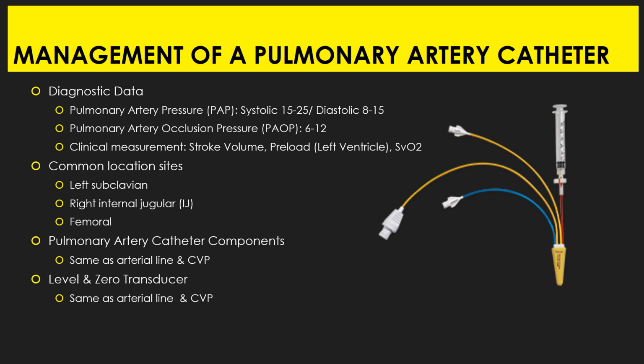Common location sites, very similar to central lines. We may see them on the left subclavian. I commonly see them in the right IJ. I've also seen them in the femoral. And then as far as the catheter components, it's the same as the arterial line and the CVP. So if you have a really sick patient and you have ART line, CVP, and swans, it'll be on a triple lumen set. And again, the level and the zeroing of the transducer is the same as the ART line and the CVP. You do it all at one time.